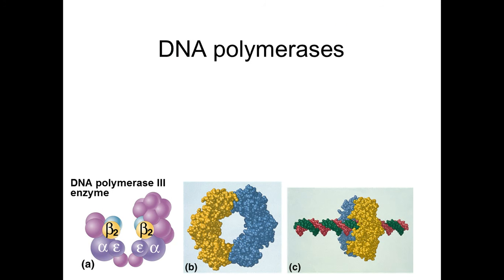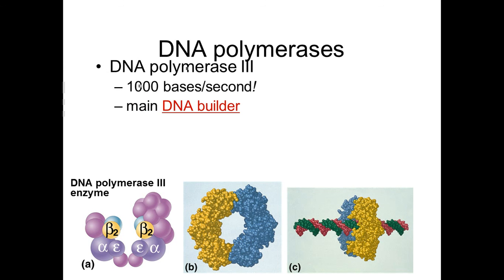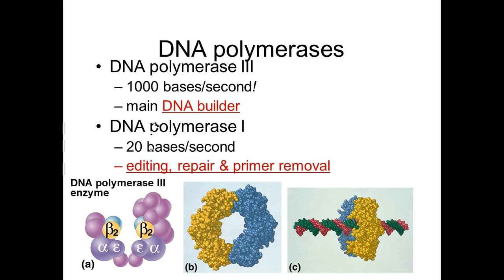But there are other DNA polymerases. You've got DNA polymerase 3, which we just talked about. This goes extremely quickly. It adds 1,000 bases per second. It's the main DNA builder in our bodies. However, because it's going so quickly, there is a lot of possibility for error. So we have another enzyme called DNA polymerase 1, which only works at about 20 bases per second, and its job is for editing, repairing, and removing things called primers.